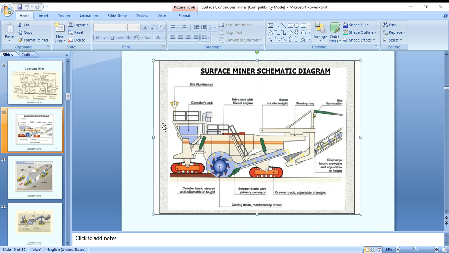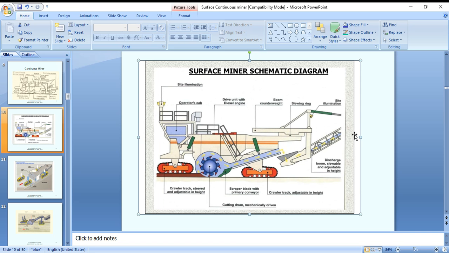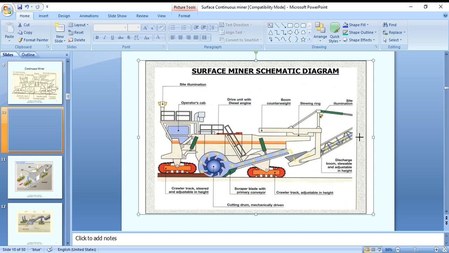Next, the same figure elaborated here. Surface miner schematic diagram. So this is the front set of crawlers, crawler track, steerable and adjustable in height, operating cabin, site illumination, so for seeing the complete area in night shifts.